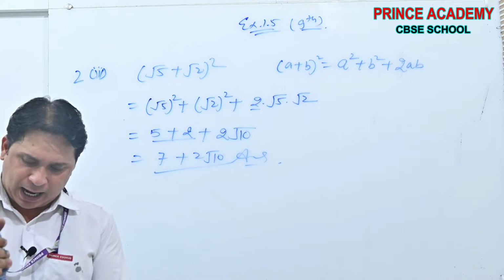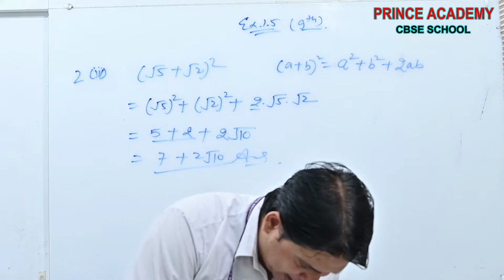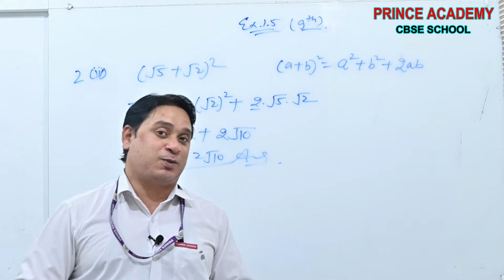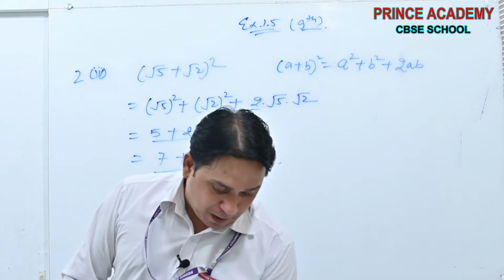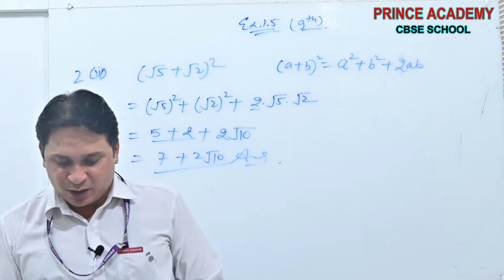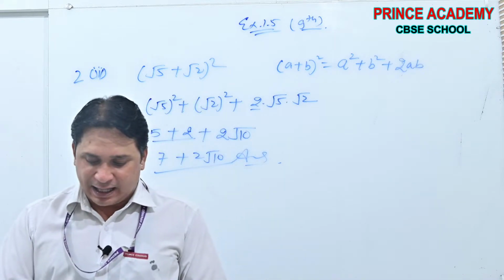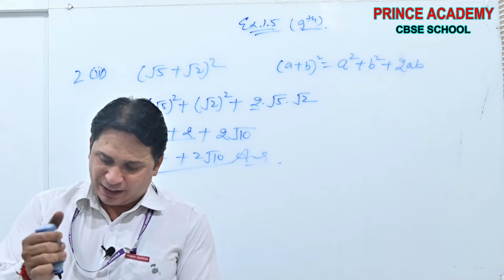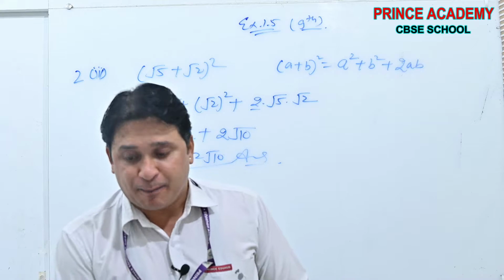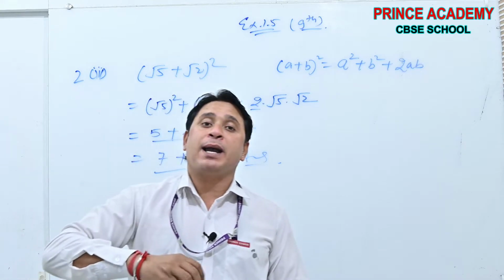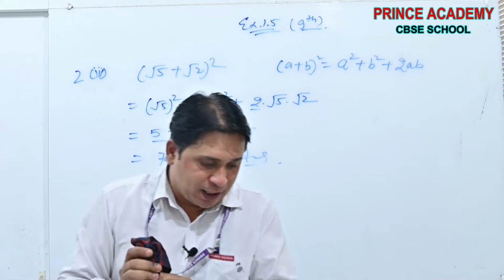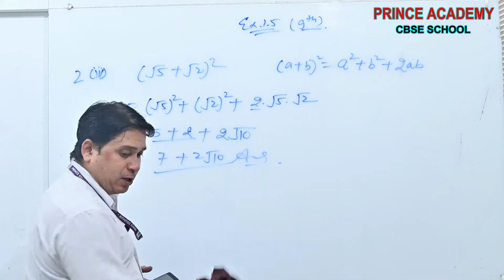And the next part, root 5 plus 2 root 5 minus 2. Again a plus b, a minus b. You have to do this part by yourself, by applying the identity of algebra, a square minus b square, that is a plus b into a minus b. Done beta? I hope you will do this sum by yourself.